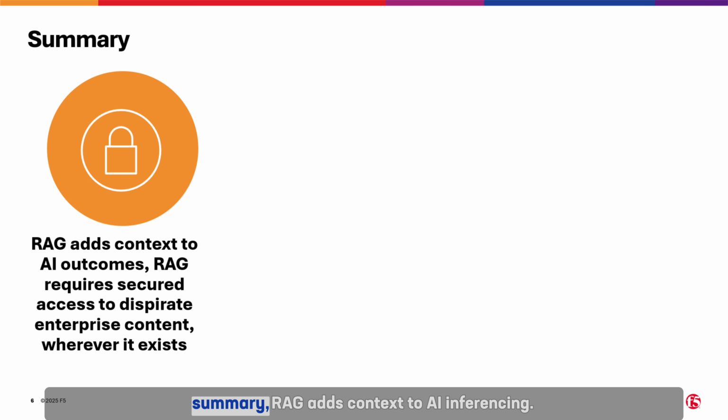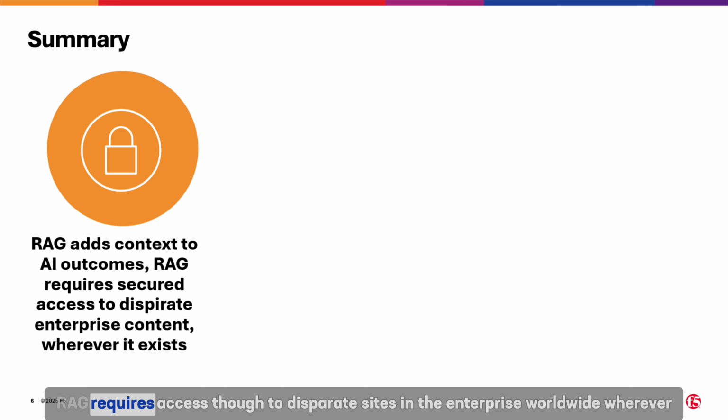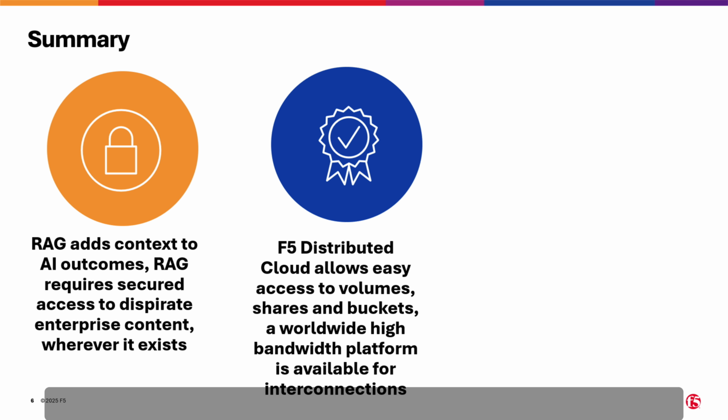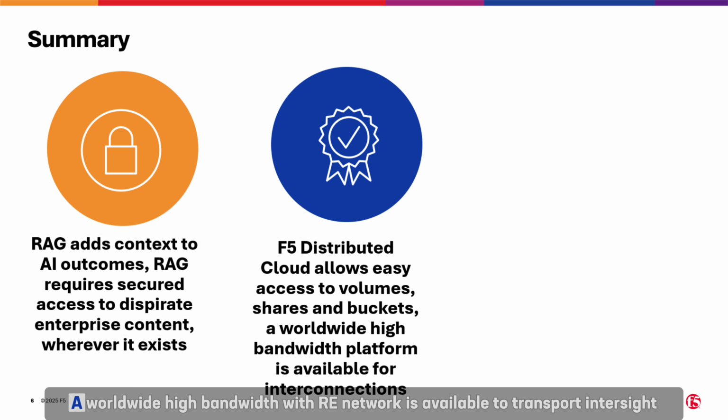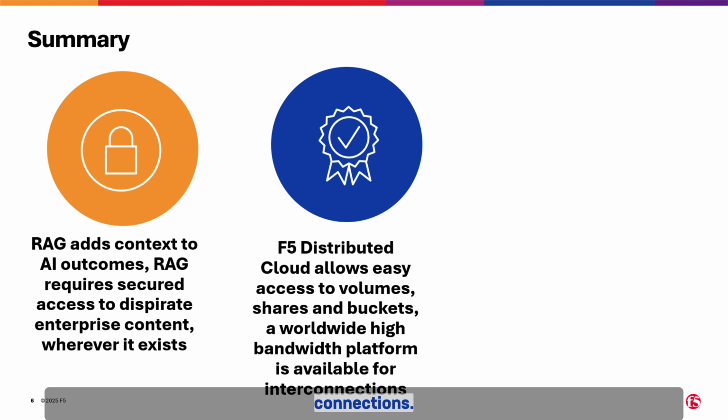In summary, RAG adds context to AI inferencing. RAG requires access, though, to disparate sites in the enterprise worldwide, wherever they exist. F5 Distributed Cloud allows easy access to files, things like SMB shares, NFS volumes, and S3 buckets. A worldwide high bandwidth RE network is available to transport intersite connections.